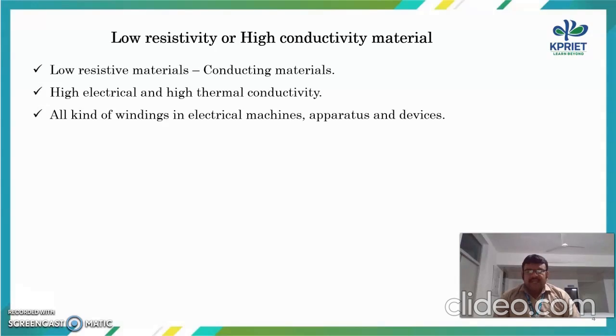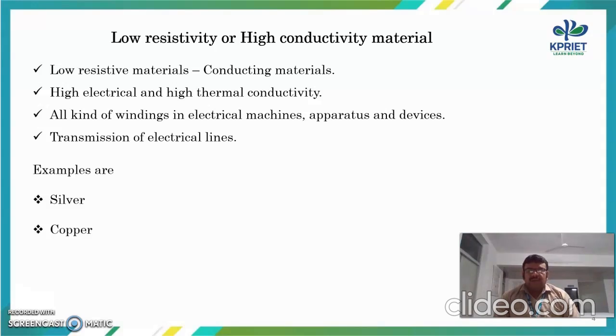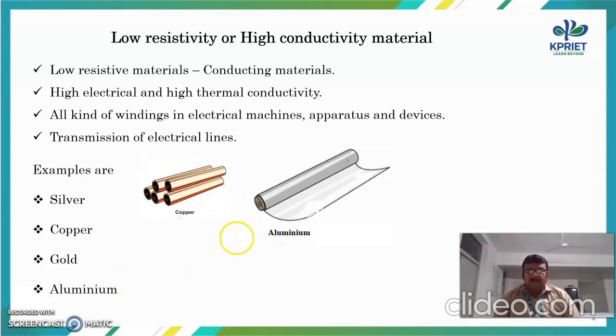Because of this property, all kinds of windings in electrical machines, apparatus and devices are made with these materials. They are also used in the transmission of electrical lines. Some of the well-known examples are silver, copper, gold and aluminium. Copper and aluminium images are displayed for your reference.